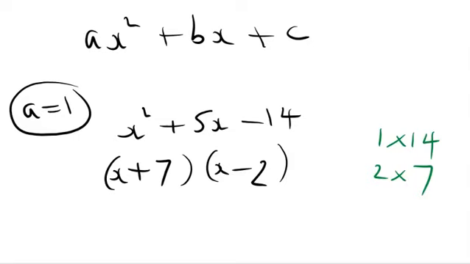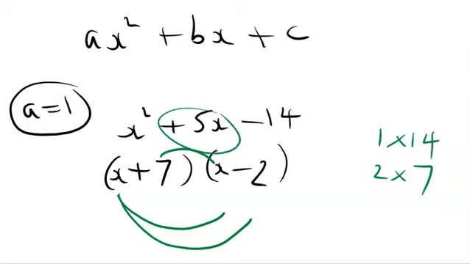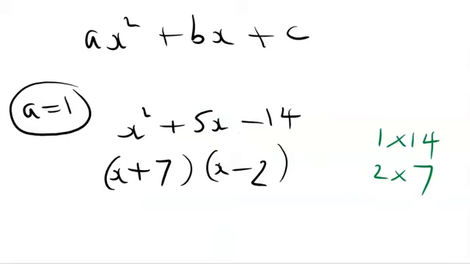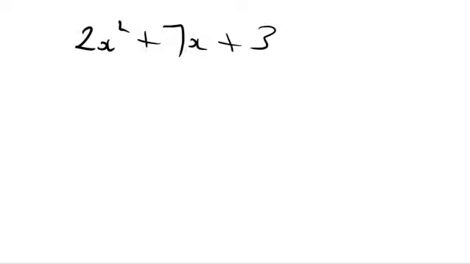Then we just check. X times x is x squared. Here is minus 2x. Plus 7x gives plus 5x, and then the minus 14 at the end. Now, if a is not 1, like here is 2, then one approach is to use guess and check. But that only really works if the a and the c are really both prime numbers. Then not too much choice in terms of what it could be.